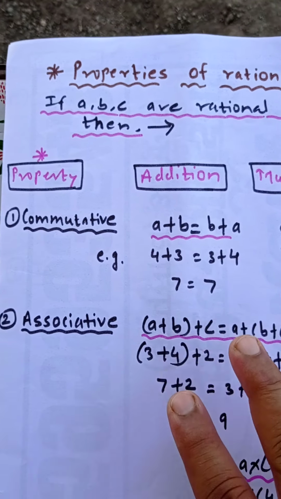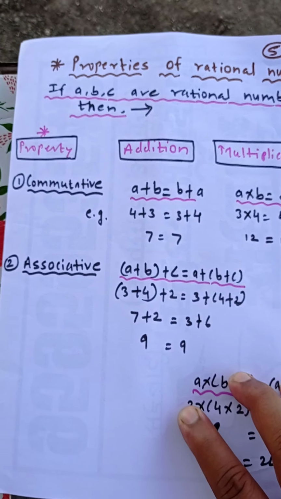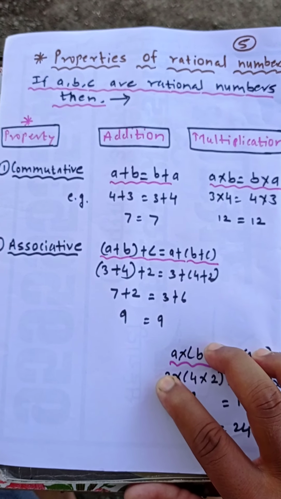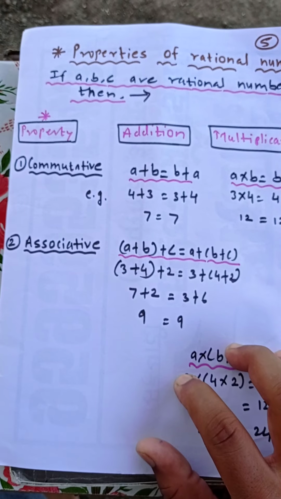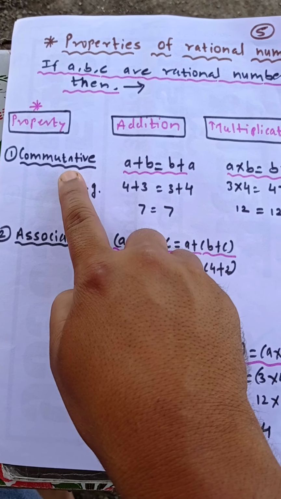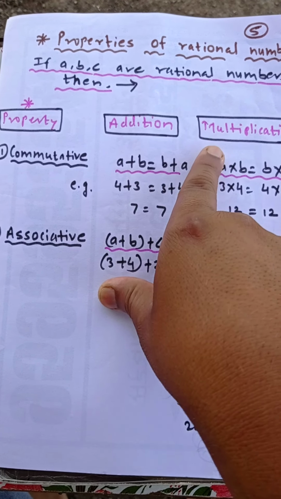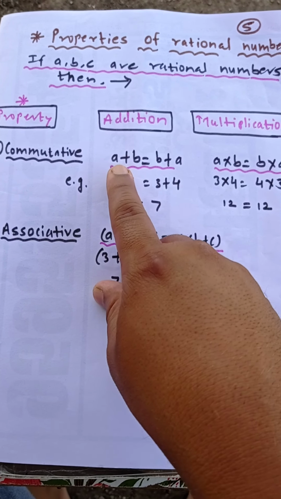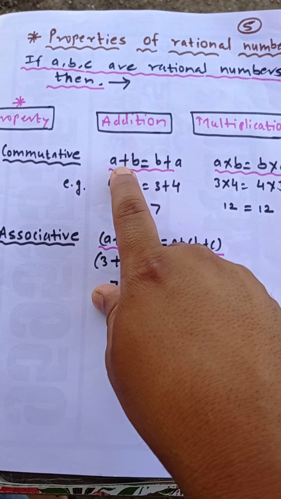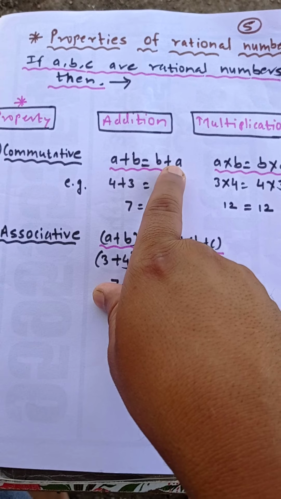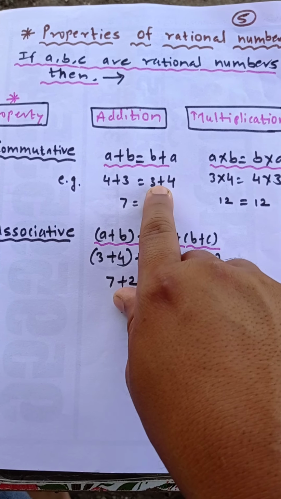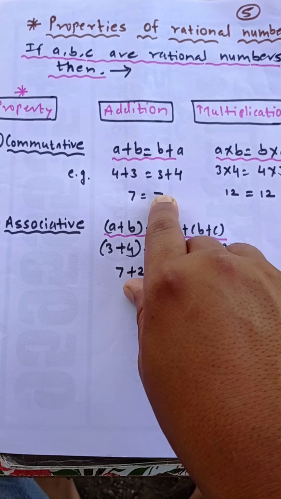Now one more very important topic from your lesson: properties of rational numbers. If A, B, C are rational numbers, then there are four properties. Here two properties we are going to learn, then the next two. First property, commutative property. Two types are there: addition and multiplication. Commutative property of addition: A plus B is equal to B plus A. It means if we add A plus B and B plus A, both answers will be the same. For example, 4 plus 3 is 7 and 3 plus 4 is also 7. That is the commutative property of addition.